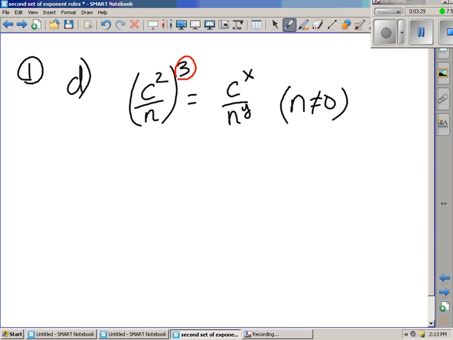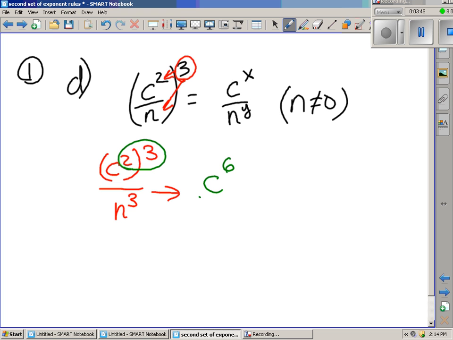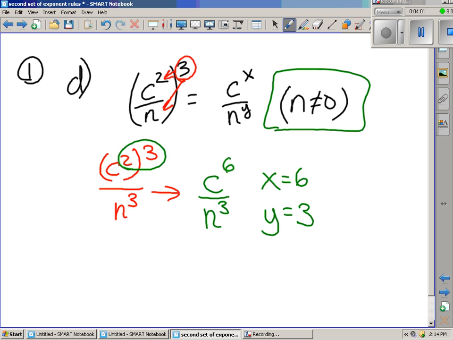All right, next example, 1D. This one is a little bit more complicated. It's the same idea. We take the power to both the numerator and the denominator. So we have c squared gets a power of 3, and n also gets a power of 3. And then we need to use a rule that we've learned in the past. And the rule here is power to a power, you multiply. So 3 times 2, we get 6. And in the denominator, we have n to the third power. So in this case, x is equal to 6, and y is equal to 3.